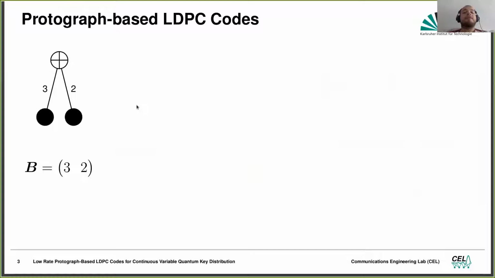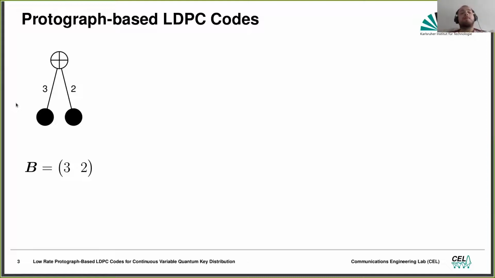A protograph-based LDPC code is simply an LDPC code which is defined by its protograph, where a protograph is a Tanner graph with parallel edges between check nodes and variable nodes. In the proto matrix of a protograph, the columns represent the variable nodes, while the rows represent the check nodes. The numbers next to an edge represent the amount of edge connections between a particular variable node and the check node.